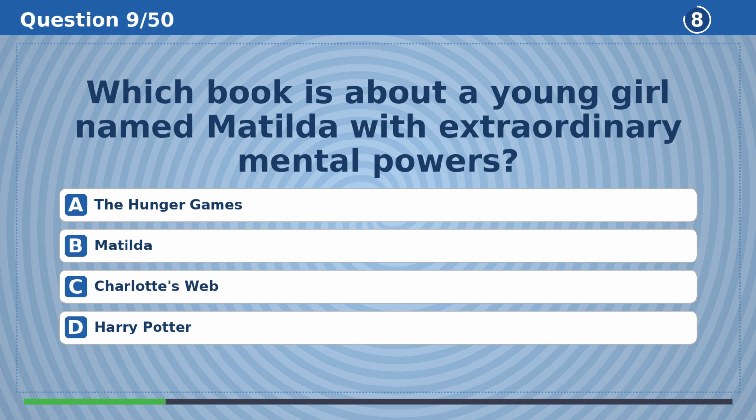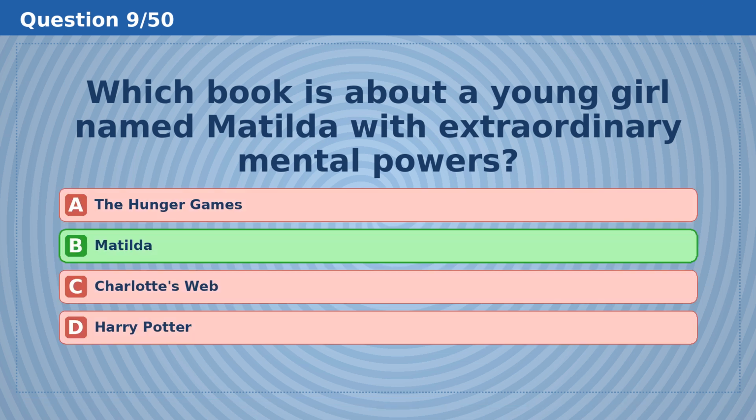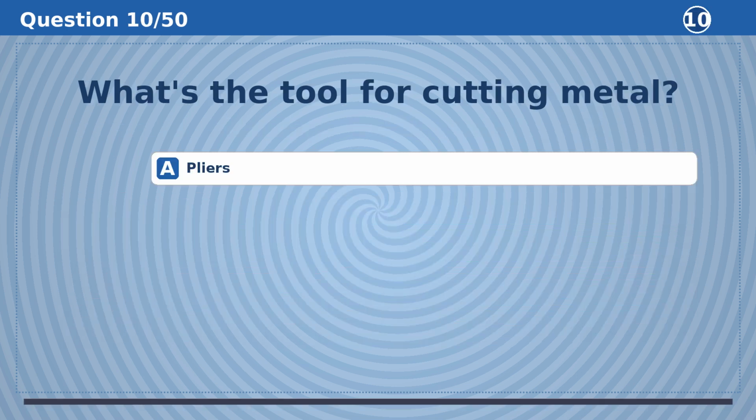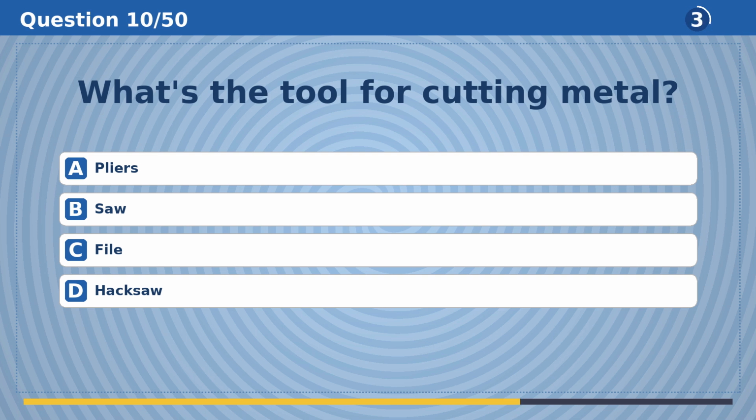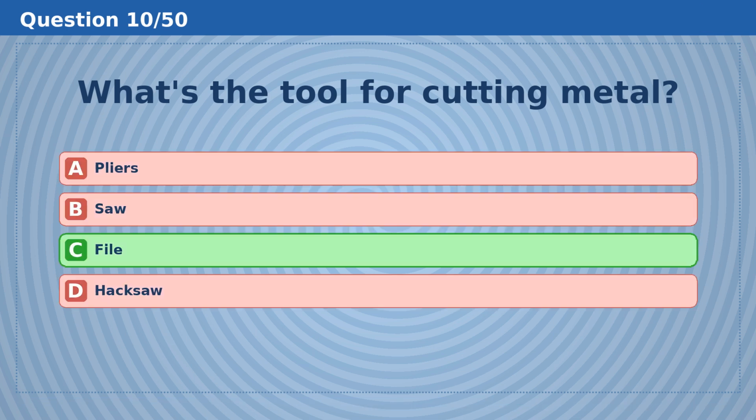Which book is about a young girl named Matilda with extraordinary mental powers? The answer is B. Matilda. What's the tool for cutting metal? The answer is C. File.